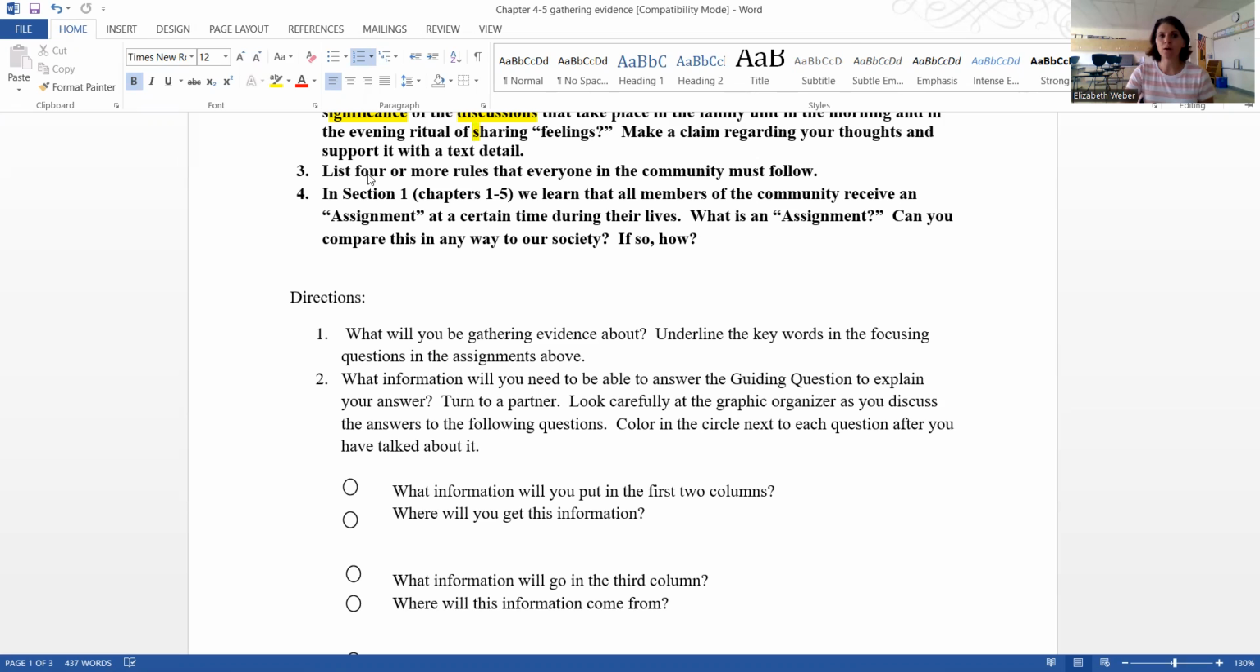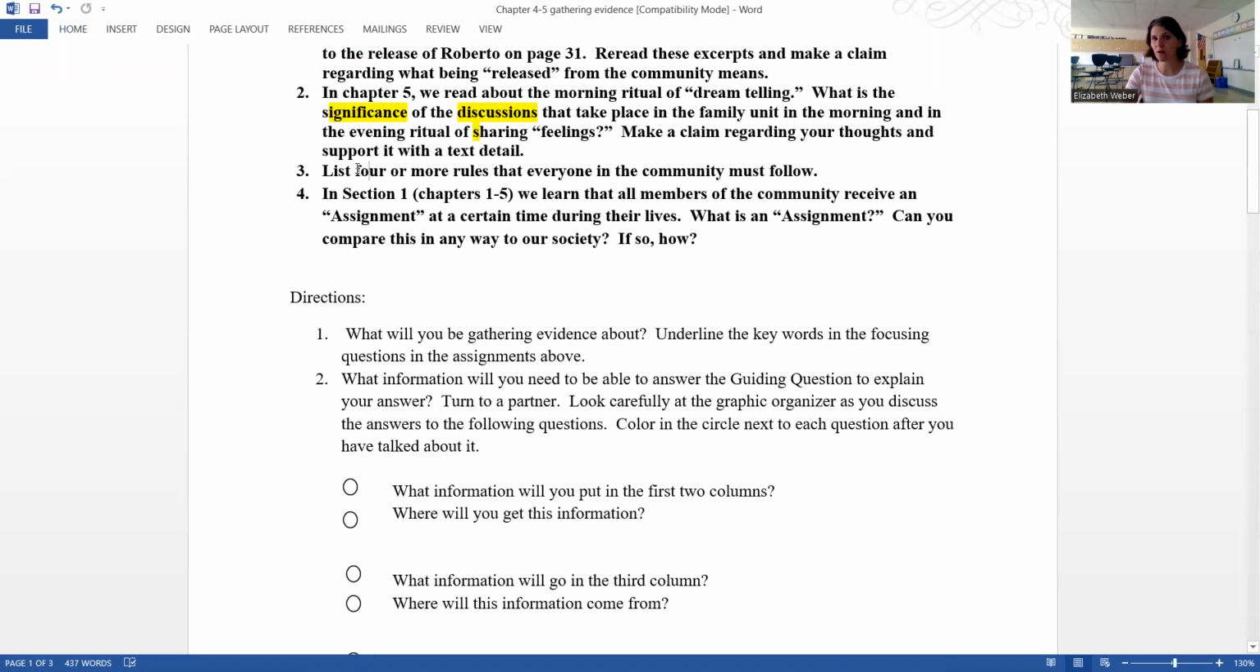We want 4 or more, so perhaps you want to underline or highlight 4, but we definitely are picking out rules everyone in the community must follow. My highlighter is not working, but you got the idea there. All right, let's take a look at the next one.